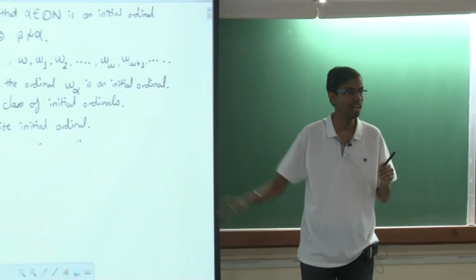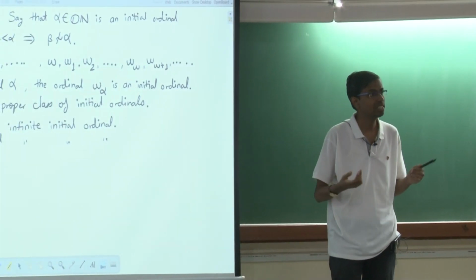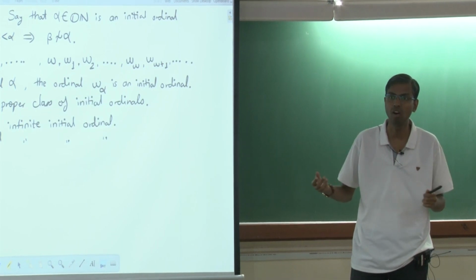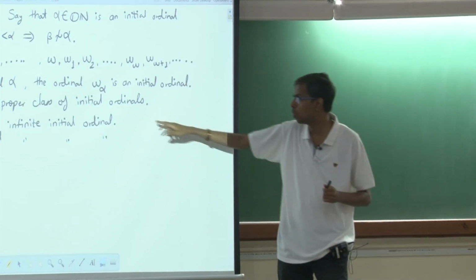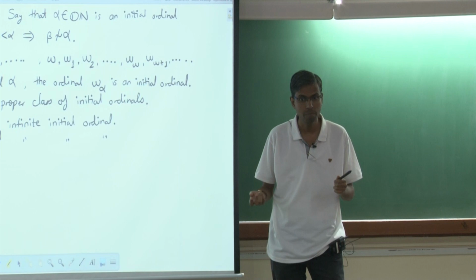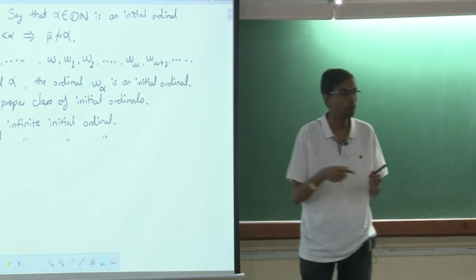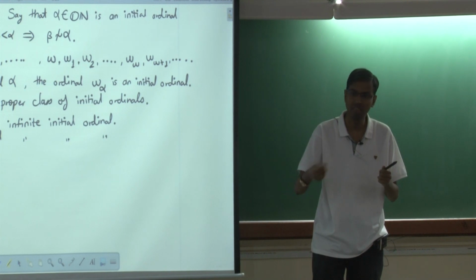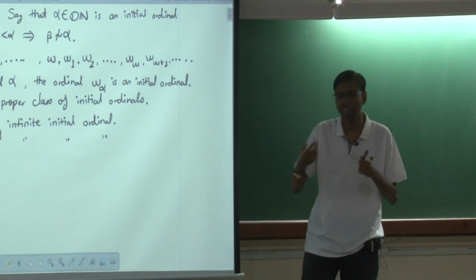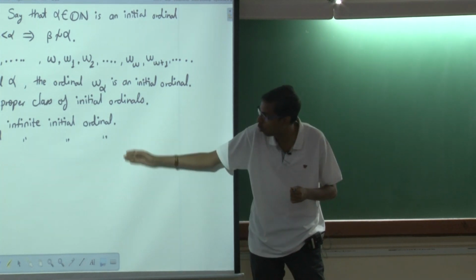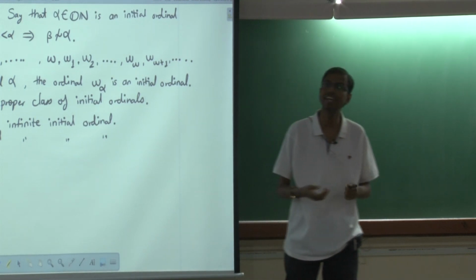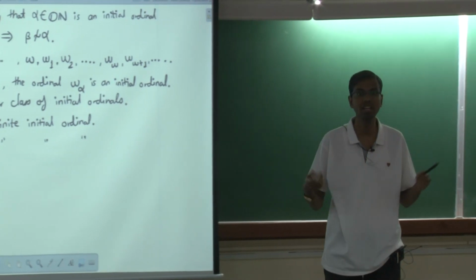Then I remove that element. Then I ask the question, is it non-empty? Is the collection of infinite initial ordinals apart from omega non-empty? Yes. So again I can find the least one. Then I keep removing them one by one. Then eventually I am left with no omega sub n. Then I again ask, is the collection of infinite initial ordinals non-empty?